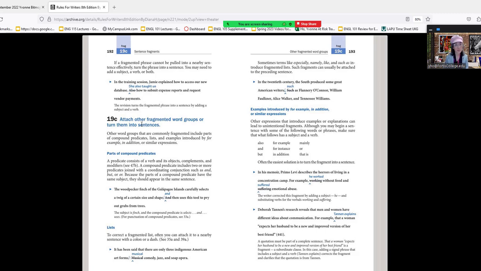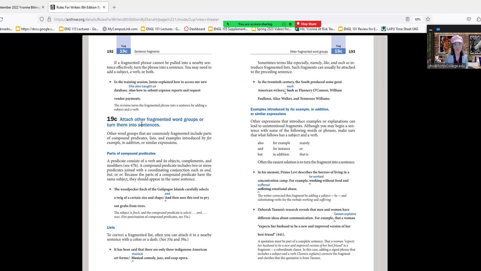Attach other fragmented word groups or turn them into sentences. Other word groups that are commonly fragmented include parts of compound predicates, lists, and examples introduced by for example, in addition, or similar expressions. Parts of compound predicates. A predicate consists of a verb and its objects, complements, and modifiers.